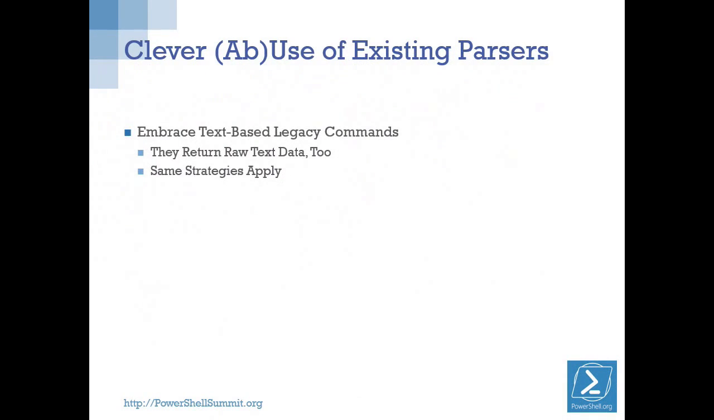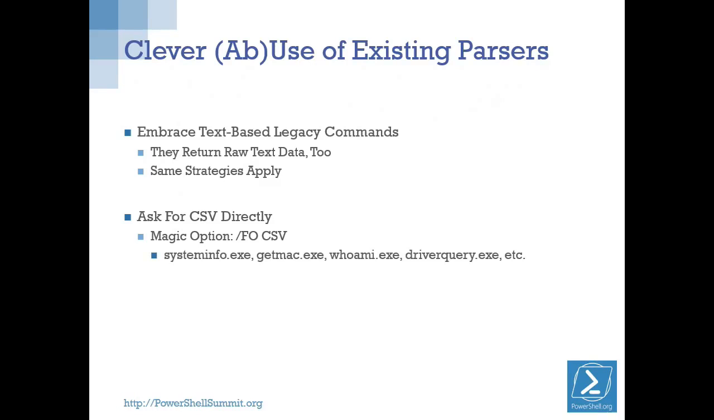So the even better part is that lots of those commands have a magic option, FO, format output, so they can already provide you with CSV data. You don't even need to parse. You simply need to remember that PowerShell has diplomatic relationships to CSV. Once you have CSV, PowerShell can read it. So all of these commands, and these are not the only ones, have this FO CSV.